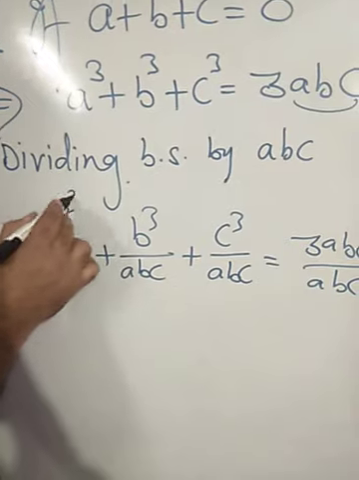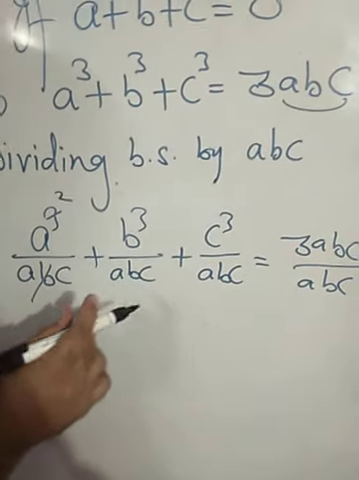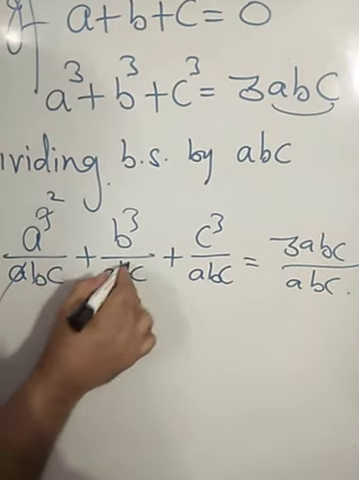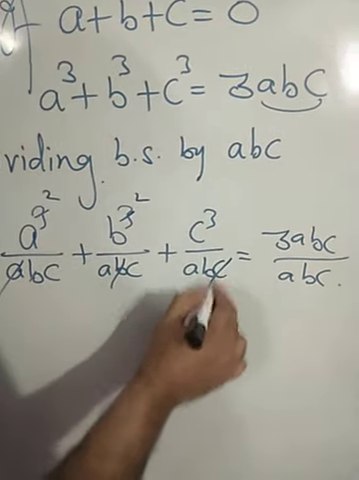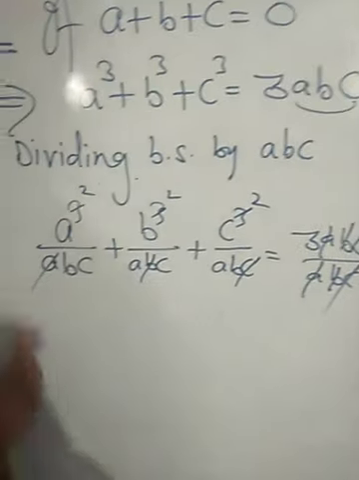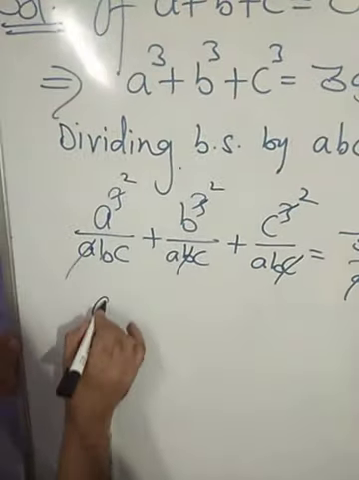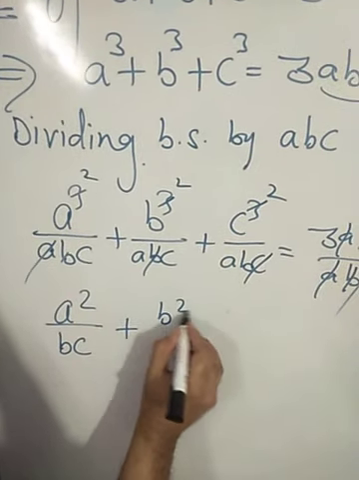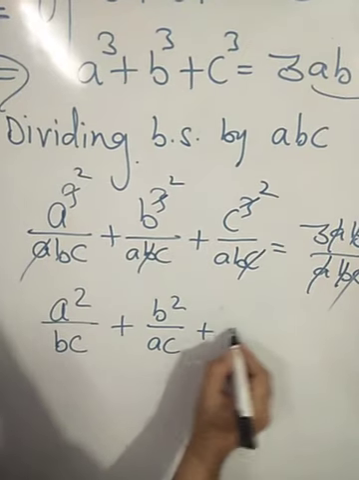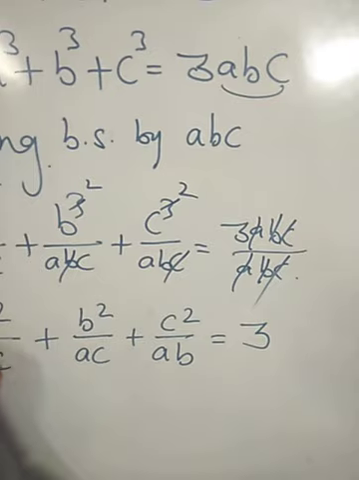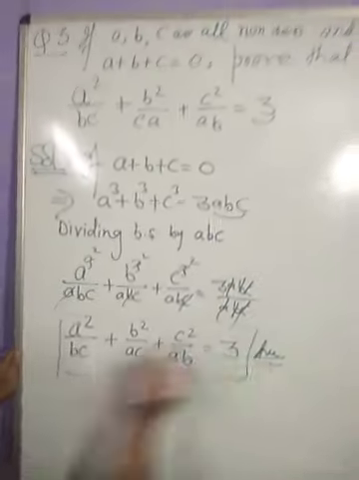One b cancels, one a cancels, here one b cancels, here one c cancels, and here a, b, c all three cancel. What is left? It is a square over bc plus b square over ac plus c square over ab. What is that equal to? 3. This is the answer of this question.